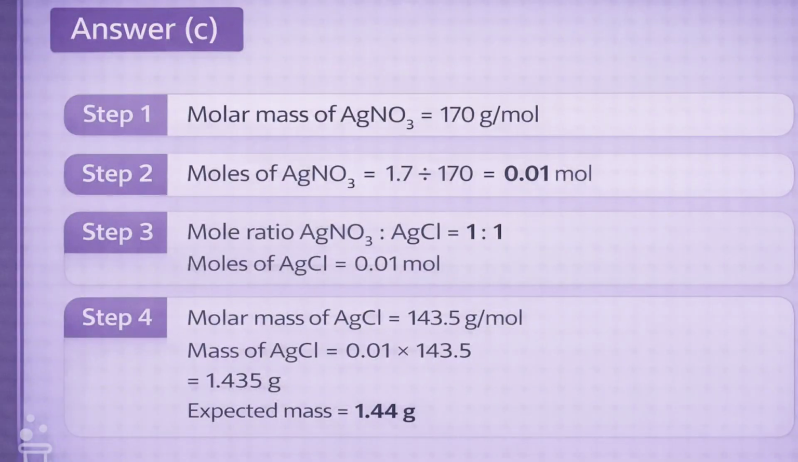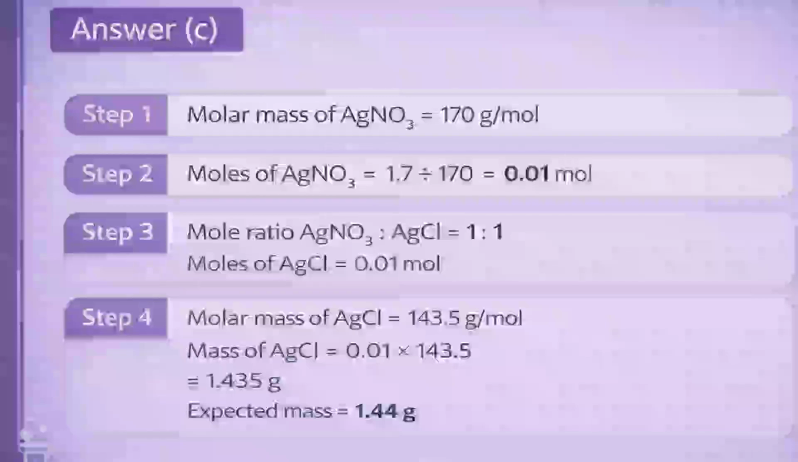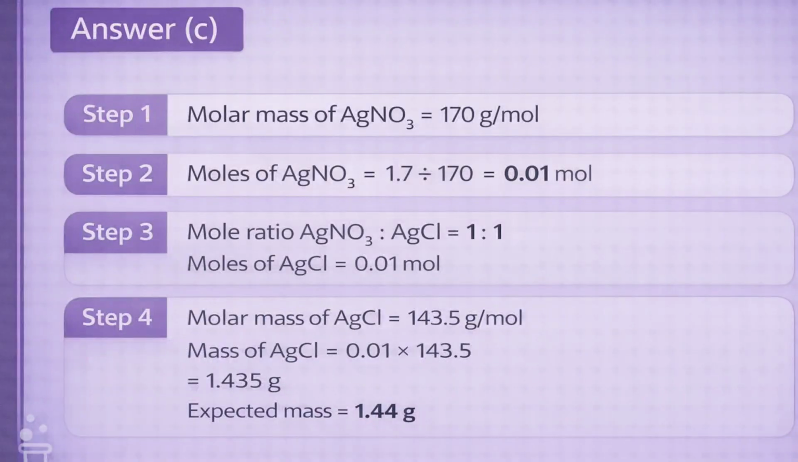First, calculate the number of moles of silver nitrate. The molar mass of silver nitrate is 170 grams per mole. Moles equals mass divided by molar mass. 1.7 divided by 170 gives 0.01 moles. Since the ratio is 1:1, the moles of silver chloride formed are also 0.01 moles.